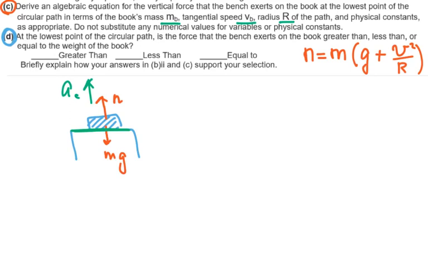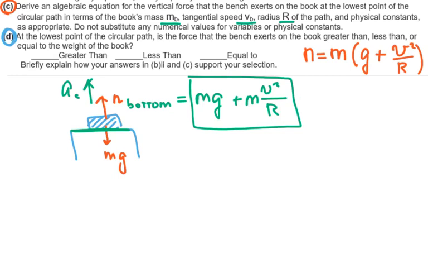So your normal force at the bottom is not equal to mg as it would be otherwise. It equals mg plus m v squared over r. So from here I see that the normal force at the bottom is greater by this much than if the book was just lying on the bench. So the answer would be greater.